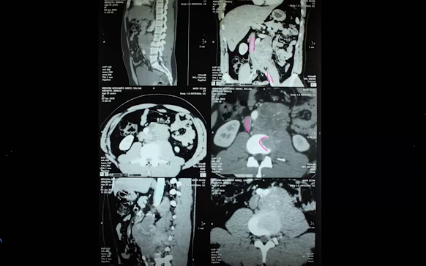How about the outline of this lesion? Irregular outline. Do you think it's infiltrating the psoas? You think it's infiltrating the psoas?